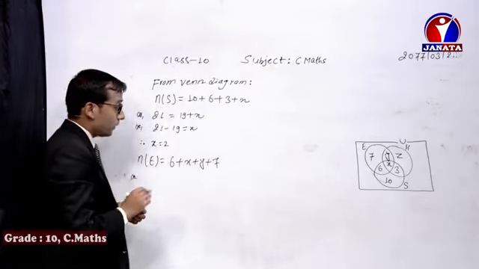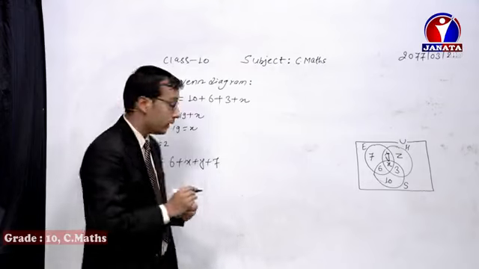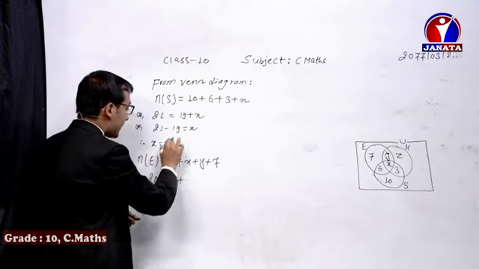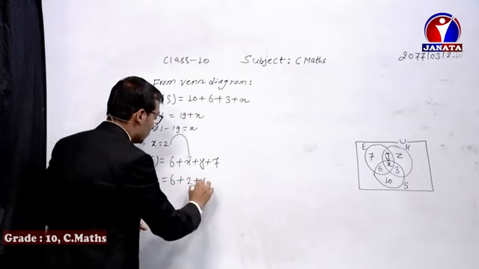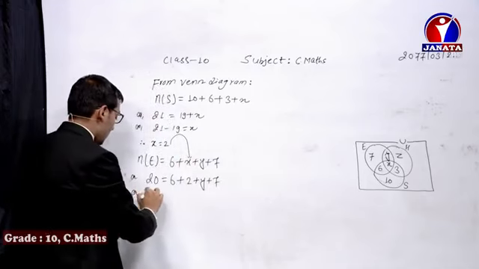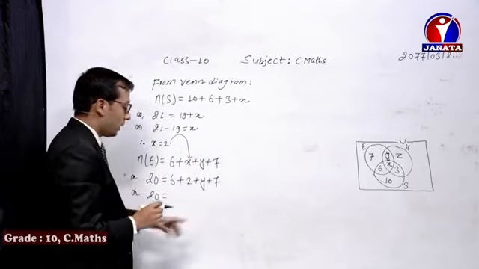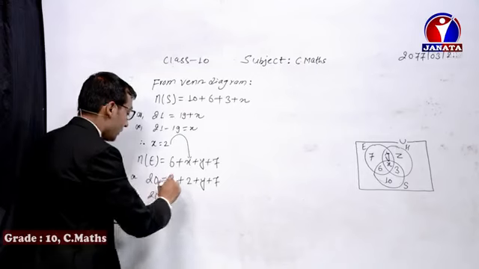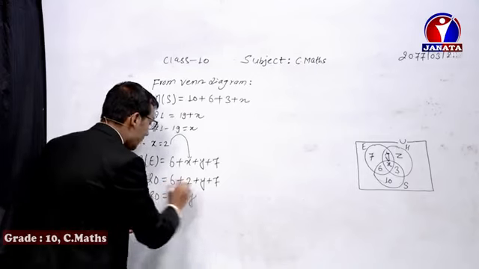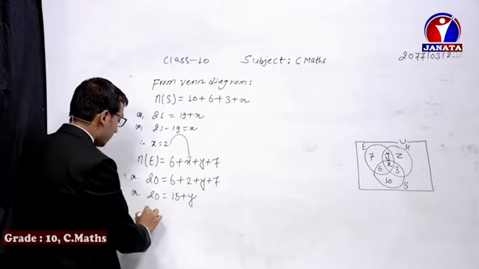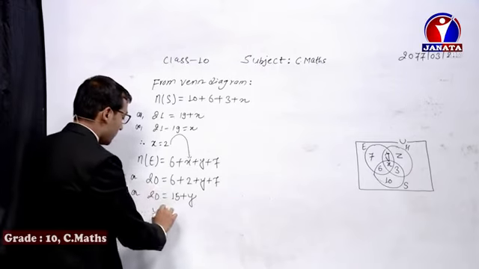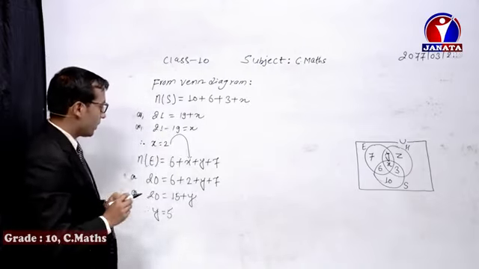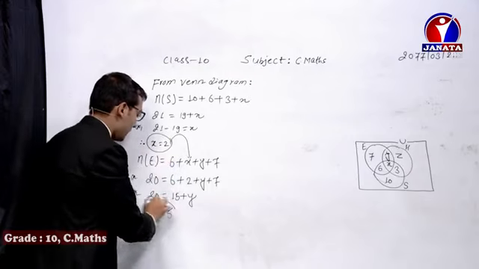What is n of E? We have the value of n of E, it's 20. So 20 is 6 plus, we can replace x with 2, so 20 is 7 plus 2 is 9, plus 6 is 15, 15 plus y. So what is the value of y? Y is 20 minus 15, which is 5. So we have calculated the values for x and y.